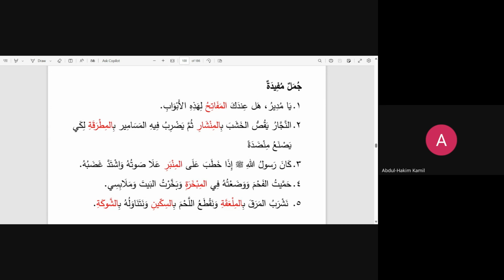Y'all have to look closely at the Madi and the Mudari. Don't just go shooting. At first he cuts the wood. Then what does he do after that? Right, hits the nail. But how would you say that in English? You don't say he hits the nails in it. He bangs the nails in. All right. He hammers the nails in with the hammer. لكي يصنع منضدة, in order to build a table.